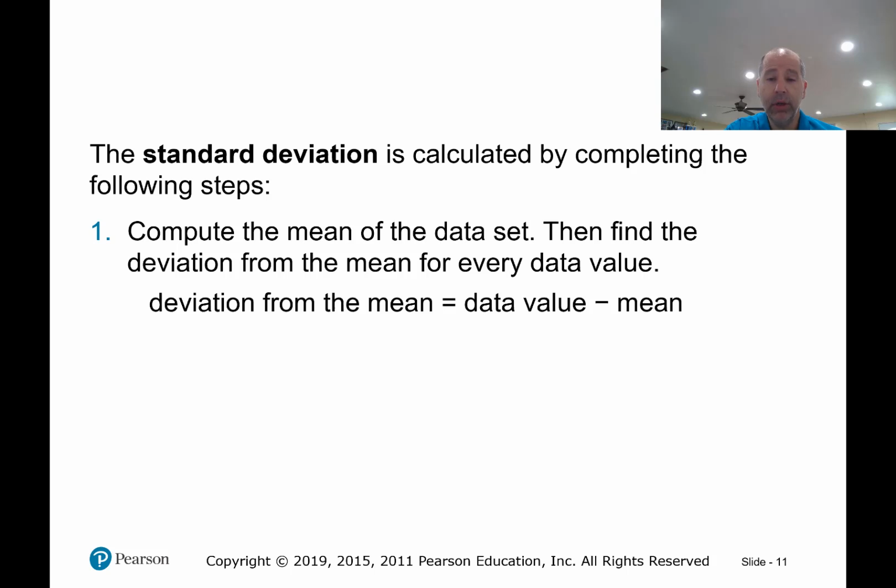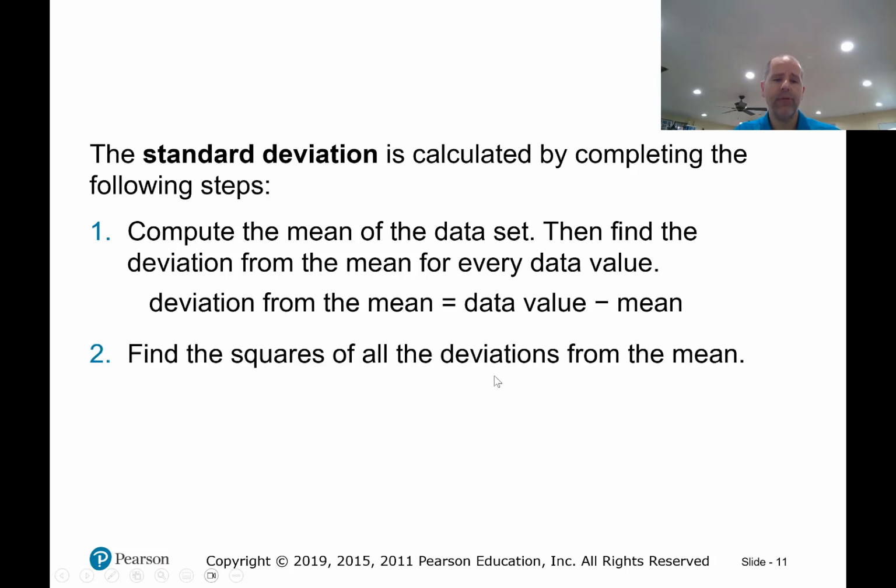And then what we're going to do is to find the deviation, we're going to subtract the mean from each of the data values, because we're going to find how far each and every data value deviates from the mean. Okay, so we're going to take the data value and subtract off the mean. Every single data value, we're going to subtract off the mean. That's going to give us our list of deviations.